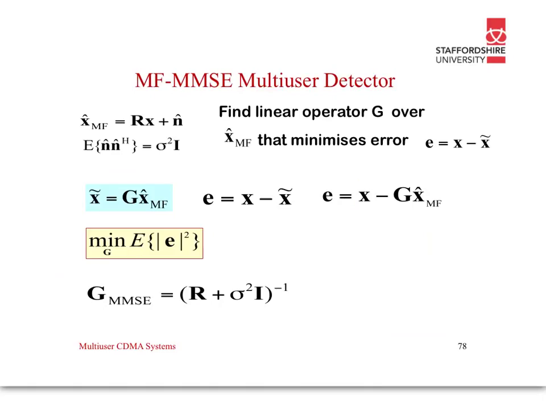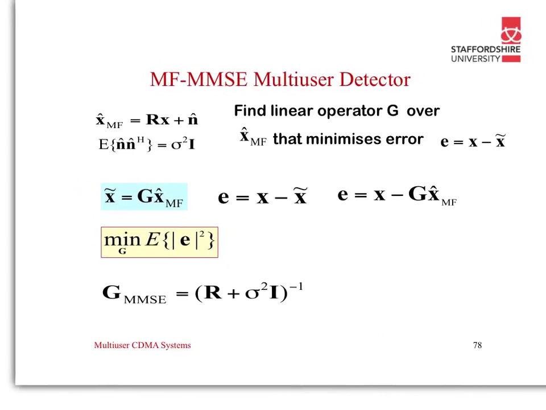So we have again our matched filter, X hat matched filter, equals Rx plus N. X tilde here is G, which is the spreading gain, times the matched filter. The error, or E, is what our X tilde is, take away our actual X. And the error is X minus G times X hat matched filter.